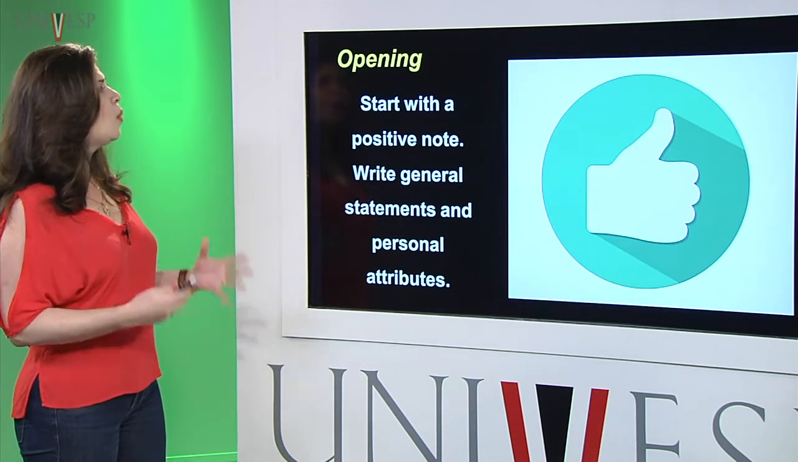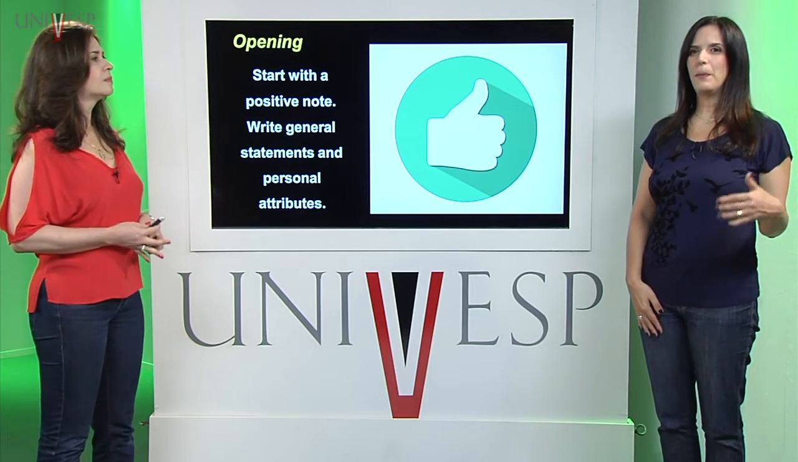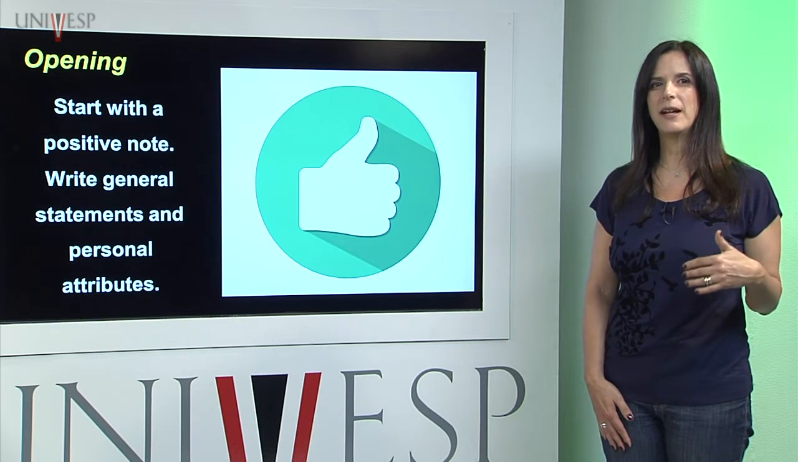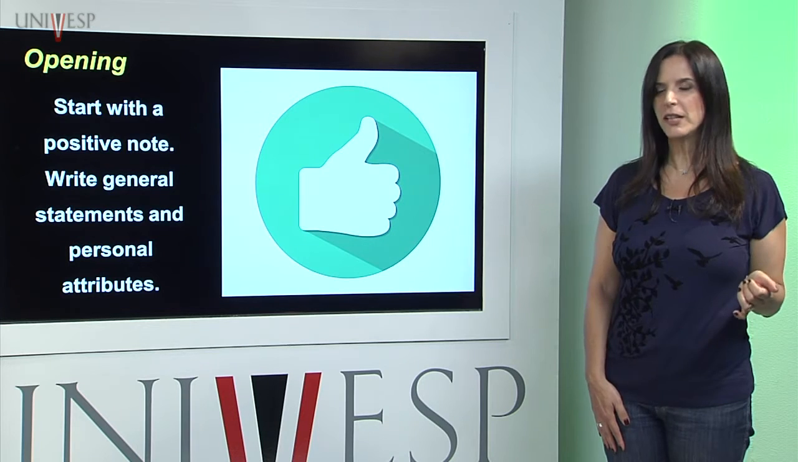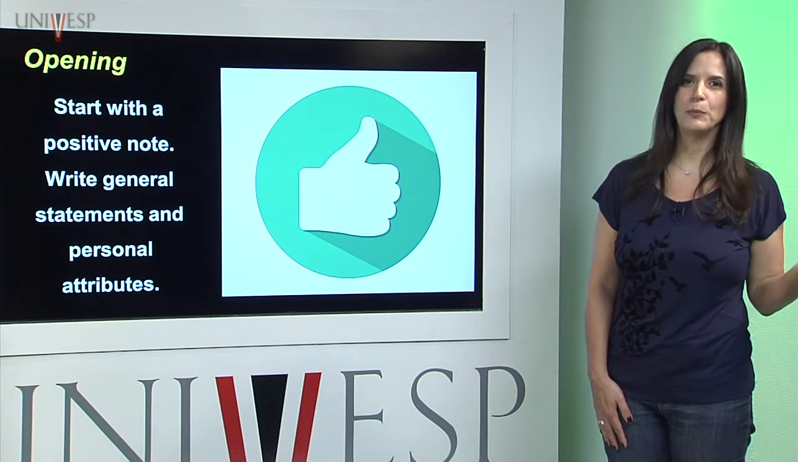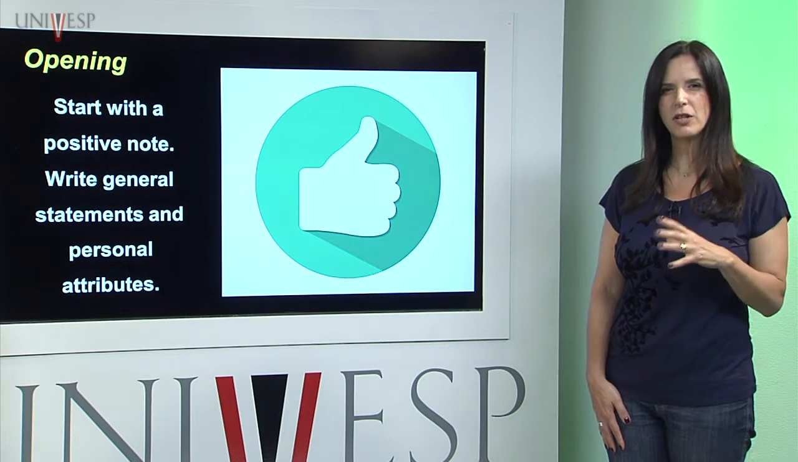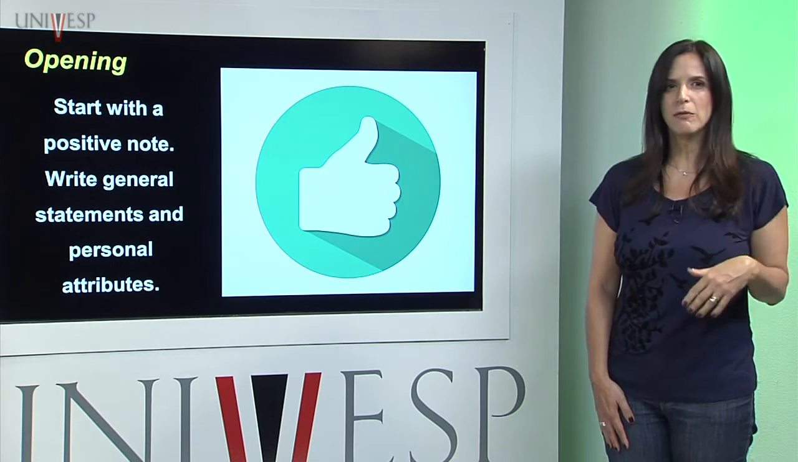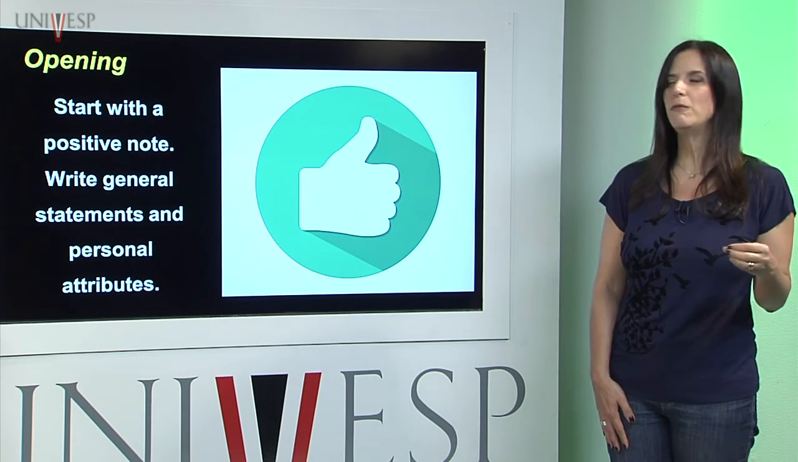So in here, opening, what is this opening, Marcia? You have to start with a positive note, ou seja, como no feedback, você sempre começa com um comentário positivo a respeito do seu aluno. You write a general statement and talk about personal attributes. Ou seja, você escreve um comentário bem geral sobre o aluno com um tom positivo e talvez falando de algum atributo pessoal desse aluno para que você o individualize.